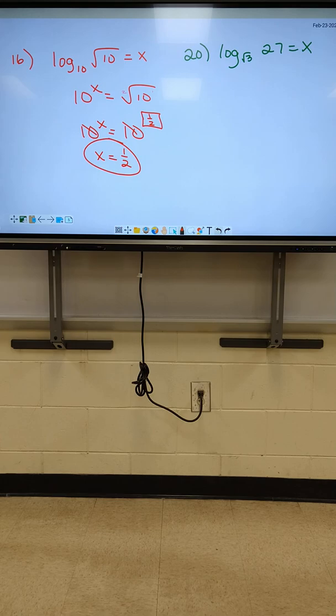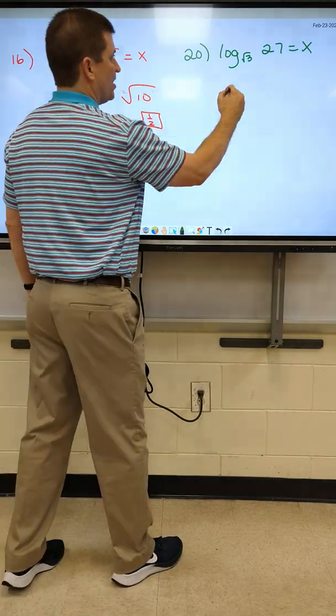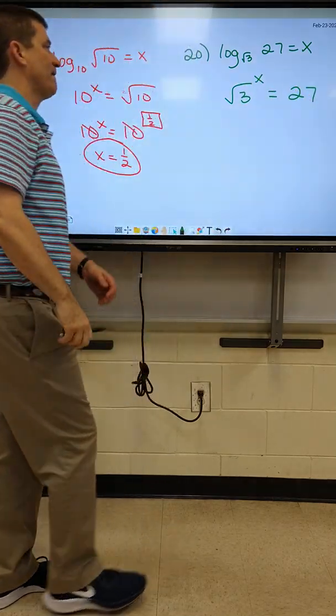All right, next one let's do 20. If you guys need to write it down, go ahead. I haven't tried 20, just set it up, we'll do it together. Would the x be in the root area? You're going to set it up like we did 16. Does everybody have it written down? All right, so y'all should have root 3 to the x power equals 27, right?